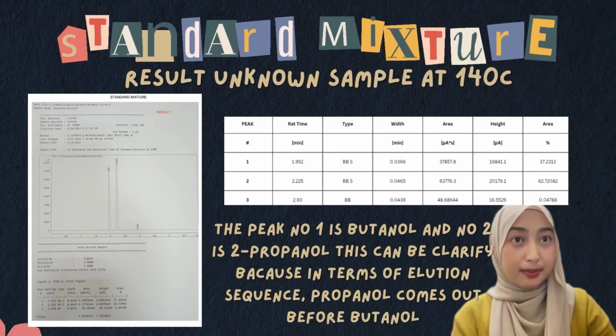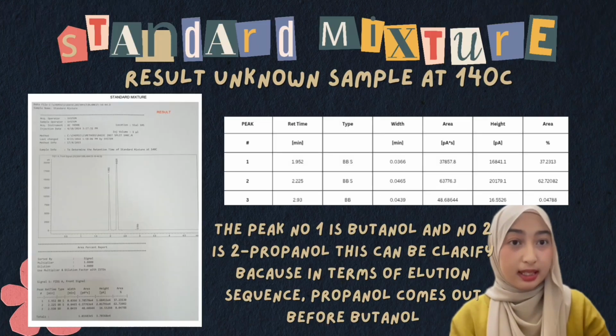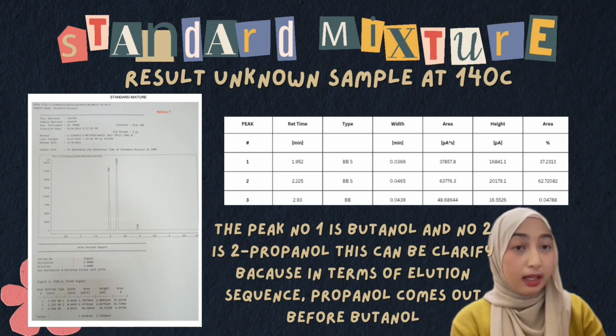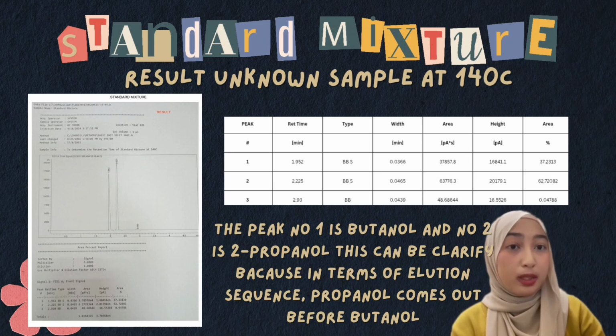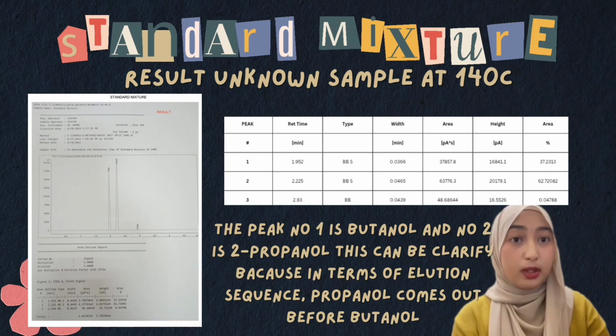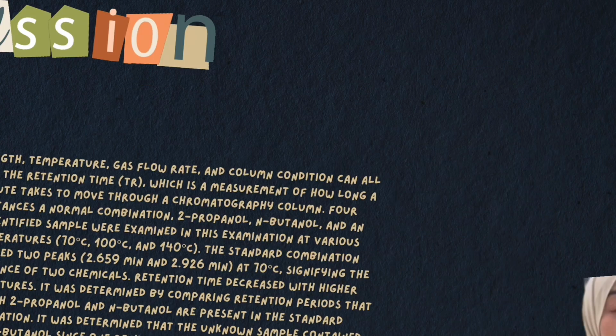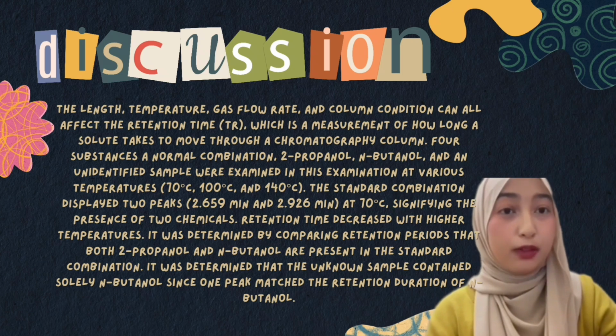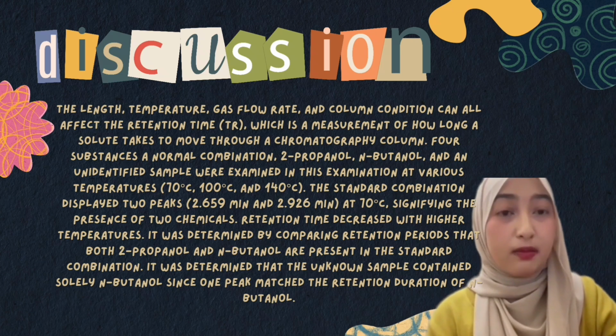And for the last standard mixture, conducted at 140 degrees Celsius, we can clearly see the first peak that appeared at 1 minute 65 seconds is a peak for butanol, and the peak that appeared at 2 minutes 22 seconds is the peak for 2-propanol. This happened because the GC run maybe was done at a significantly higher column temperature or different setting. So for this experiment, we can discuss that the length, temperature, gas flow rate and column condition can all affect the retention time, which is a measurement of how long a solute takes to move through a chromatography column.